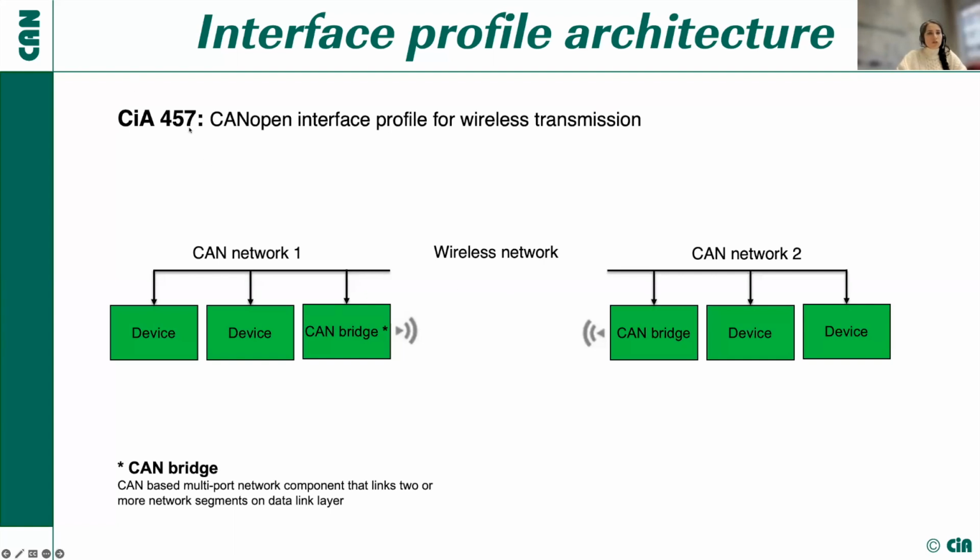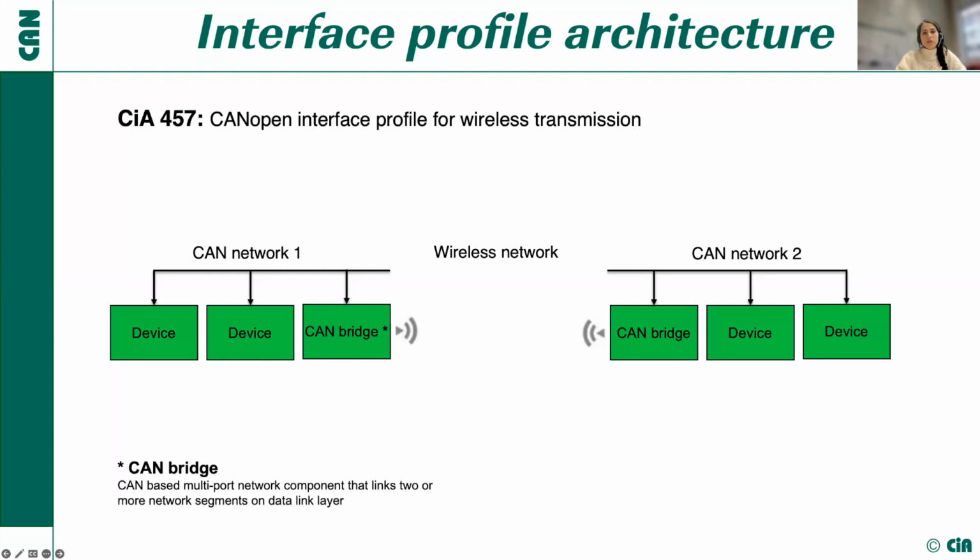I would like to tell about the CiA 457. That is an interface profile for wireless transmission. Here you can see that your CAN networks 1 and 2 can communicate through the wireless network using the CAN bridges. And what is a CAN bridge? A CAN bridge is a CAN-based multi-port network component that links two or more network segments on the data link layer, like also routers and switches.